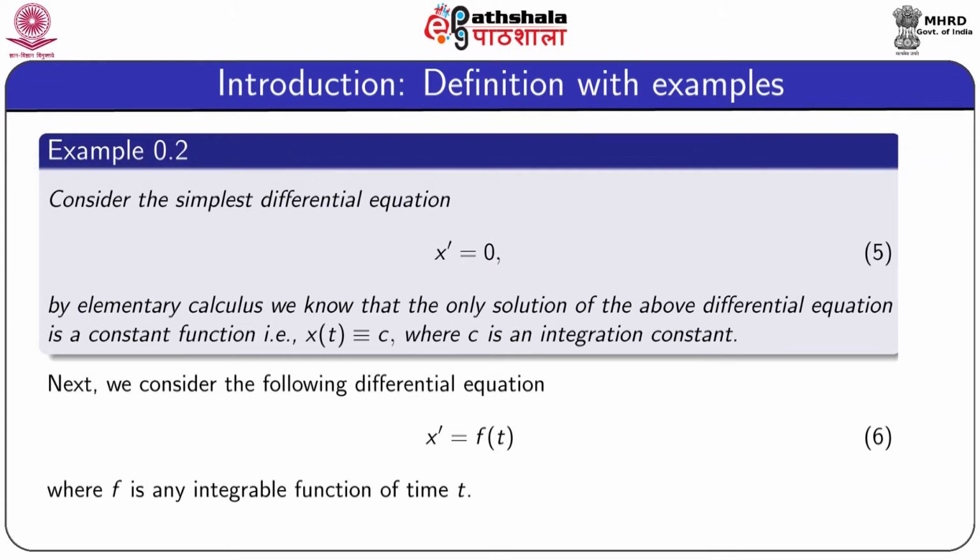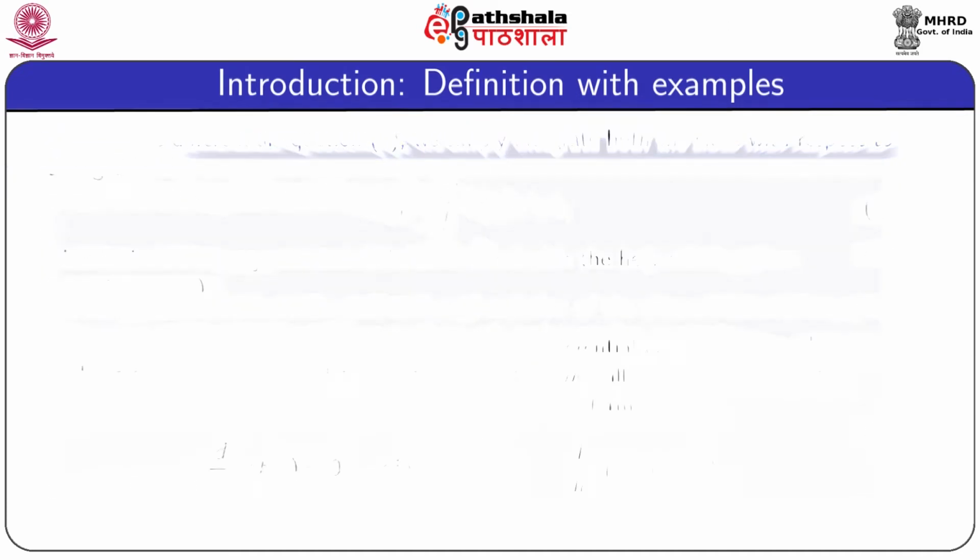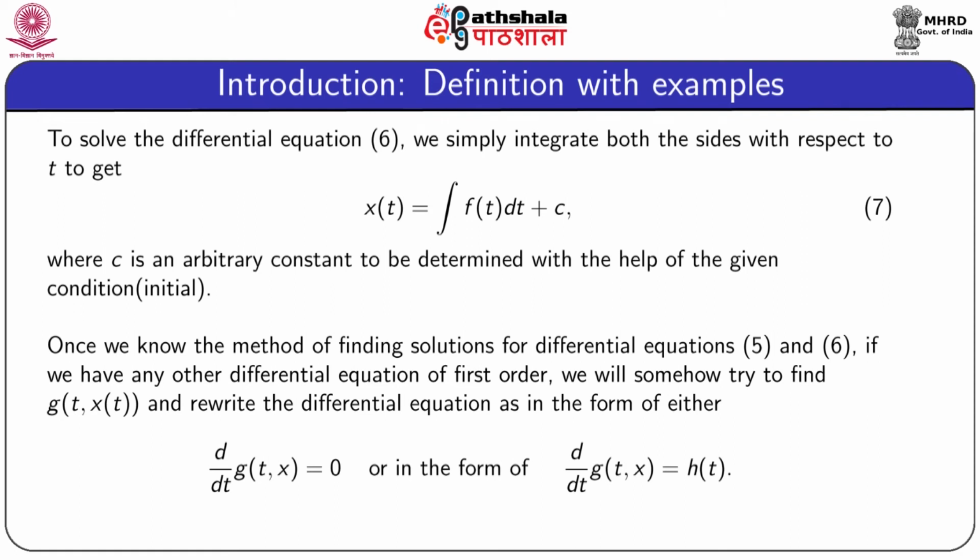Consider another differential equation of the form dx/dt equal to f(t), where f is any integrable function of the time t. Now, to solve the differential equation 6, we simply integrate both sides with respect to t, and we get x(t) equal to the integral of f(t) dt plus c, where c is an arbitrary constant to be determined with the help of the initial condition.